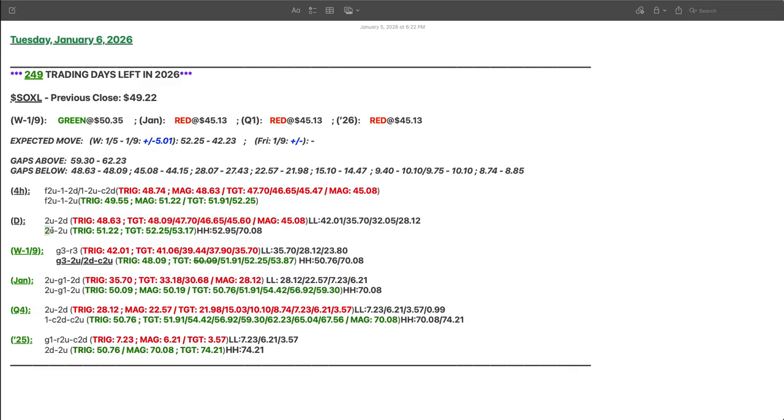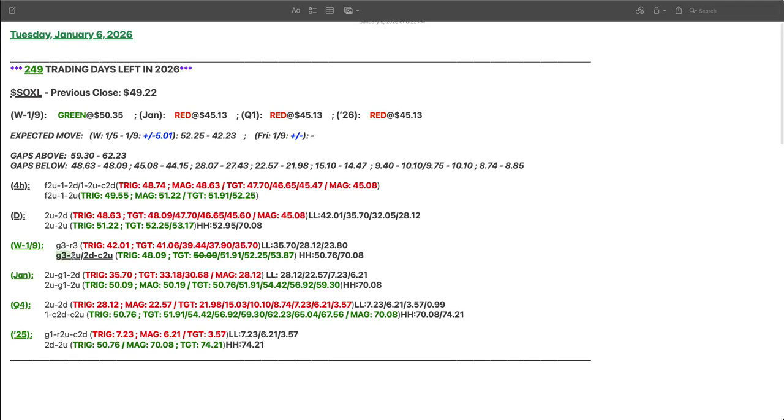Now to the upside, we would have that 2 up continuation triggering at 51.22, having targets at 52.25, that's the market maker's expected move high, and then 53.17. That is a fib extension of the holiday bull flag. So those are the levels for short term, anything under a day.